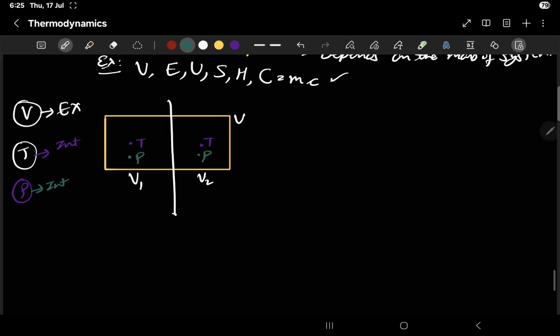Let's talk about the energy of the system, the total energy of the system. If we divide the system into two, the energy will also be divided into two parts, E1 and E2. So this is an extensive property. In a similar way, you can describe any property as intensive or extensive using this same approach. Next we will move on to the next topic. Let's talk about the state of the system.